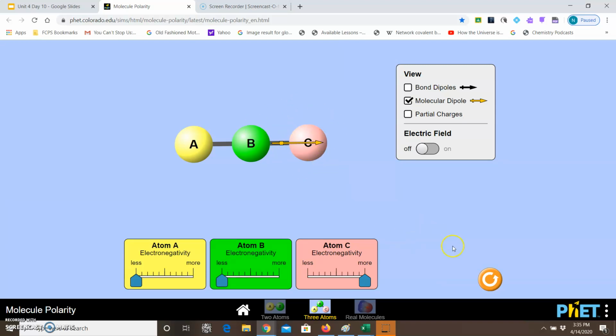Now, let's go ahead and check out the bond dipole. Where do you think you'll have a polar bond, AB or BC? Take a look at the electronegativities.